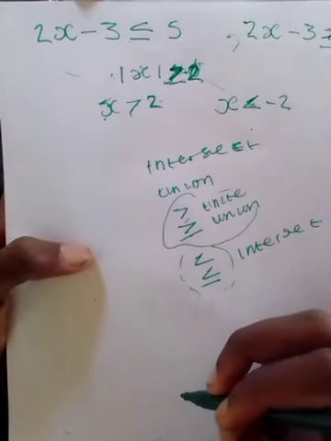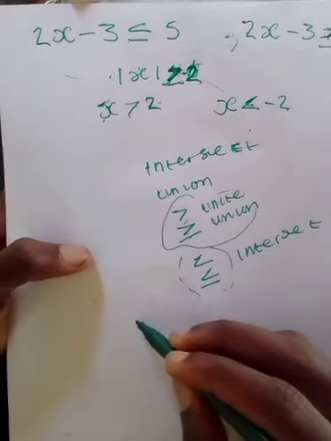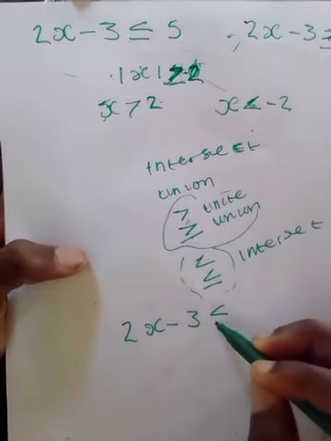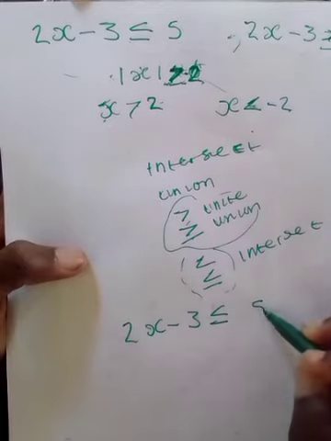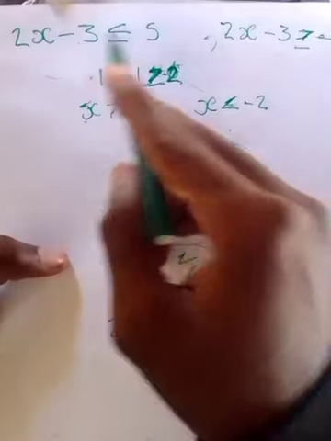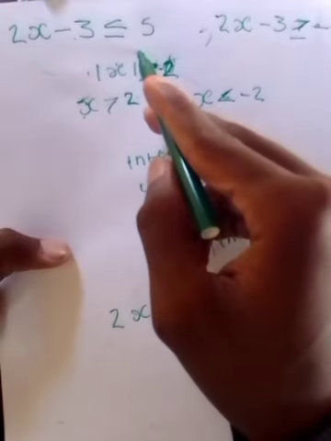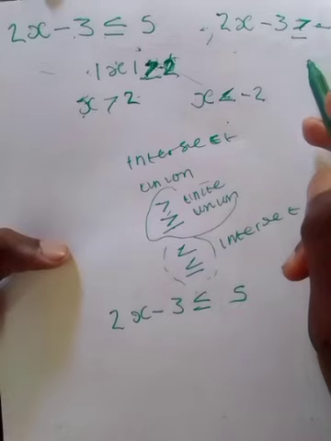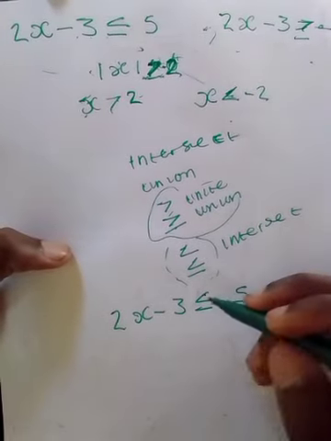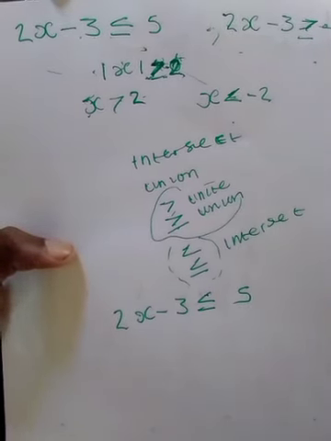Okay, don't worry, I'll show you how to intersect. But in our case, looking at the question that we've been given, 2x minus 3 less than or equal to 5, it means that when we split them the way we did here, after we find the value of x for this one and the value of x for this one, we are going to intersect them. Okay, now that I've explained the basics, I'll proceed with solving the question.